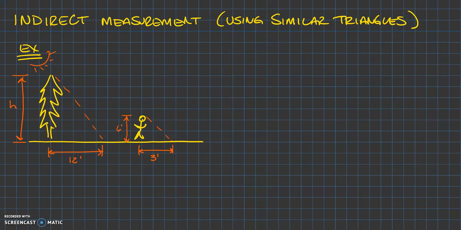In this video class, we want to start working with indirect measurement, which is really a fancy way of saying we're going to work with triangles, similar triangles, in order to solve problems. So let's take a look at the first example that I provide.